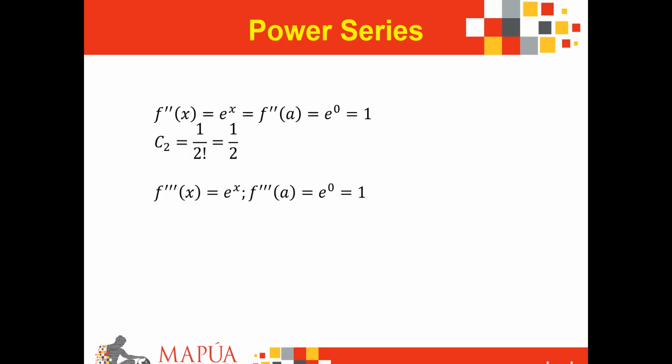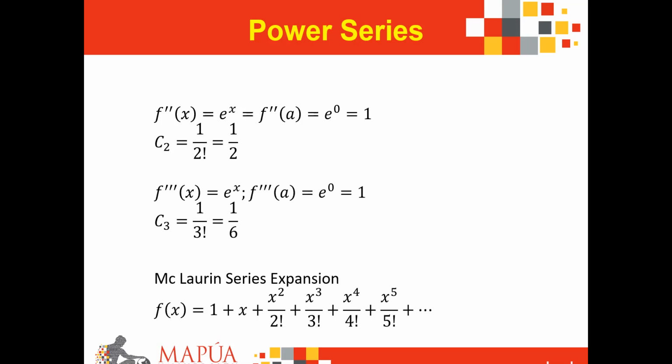And your third derivative at x is equivalent to e raised to x, and the third derivative at a is simply equal to e raised to 0 again, having a value of 1. Thus, you'd end up with the C3 equal to 1 all over 3 factorial, or 1 all over 6. Thus, if we substitute then these constants to your given particular Maclaurin series expansion, you would now end up with this given particular function.